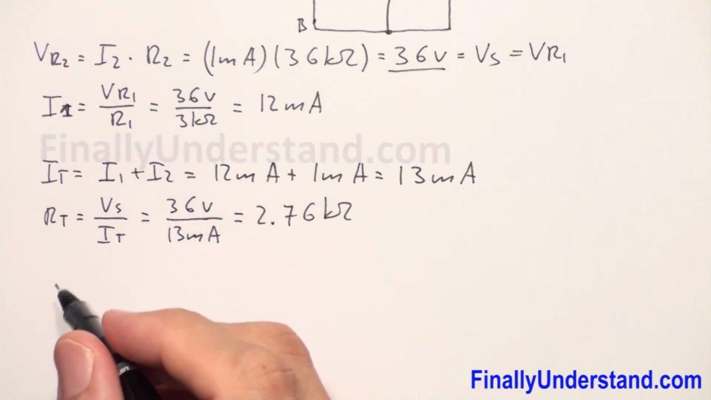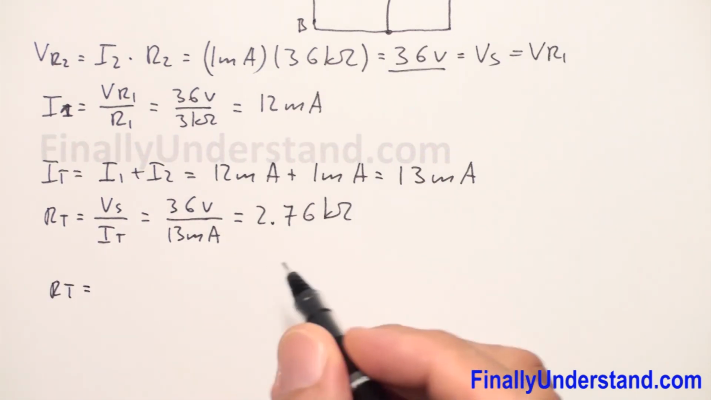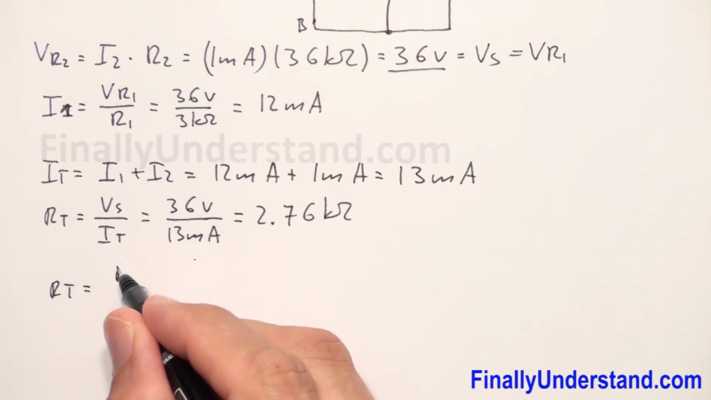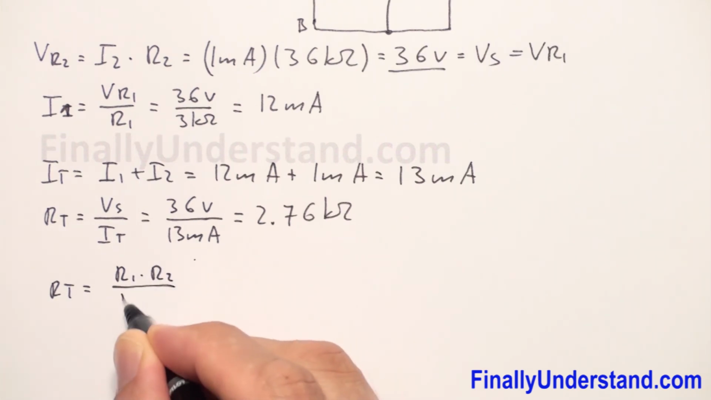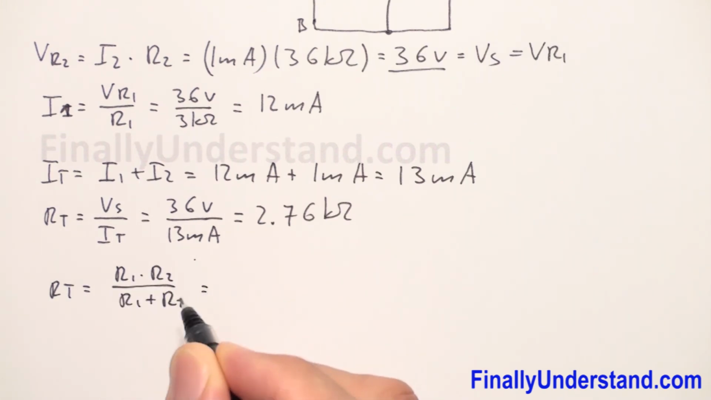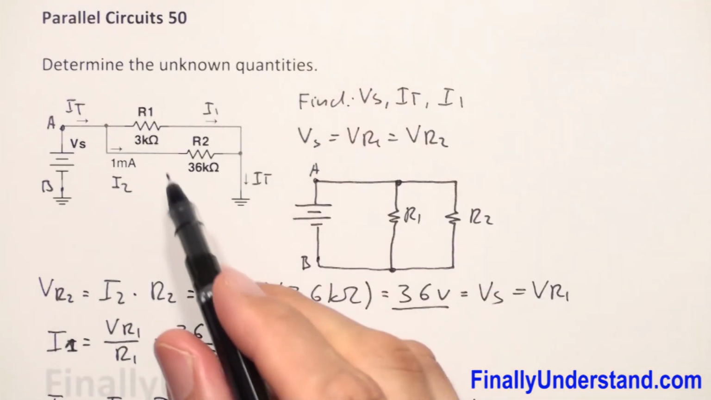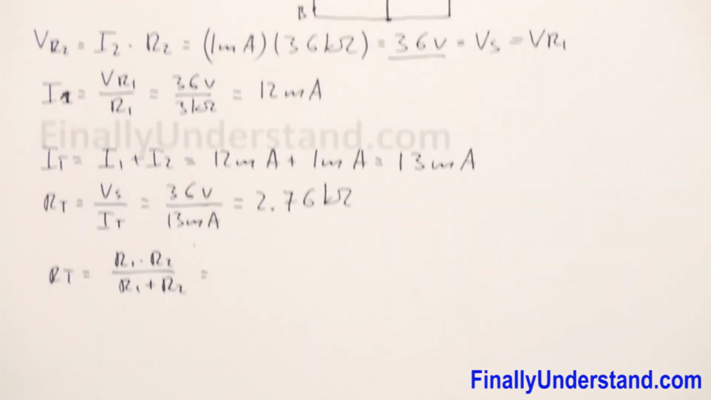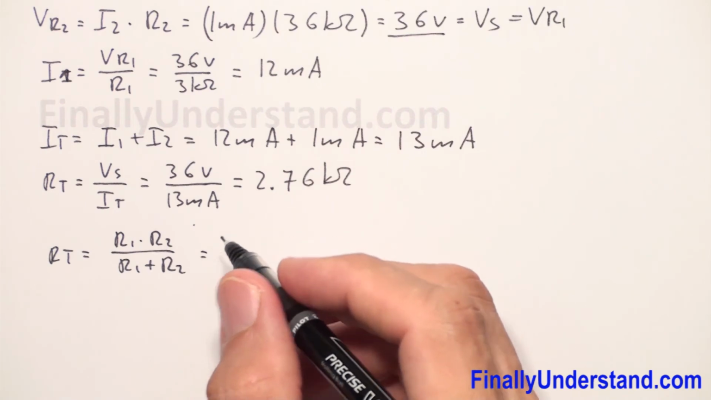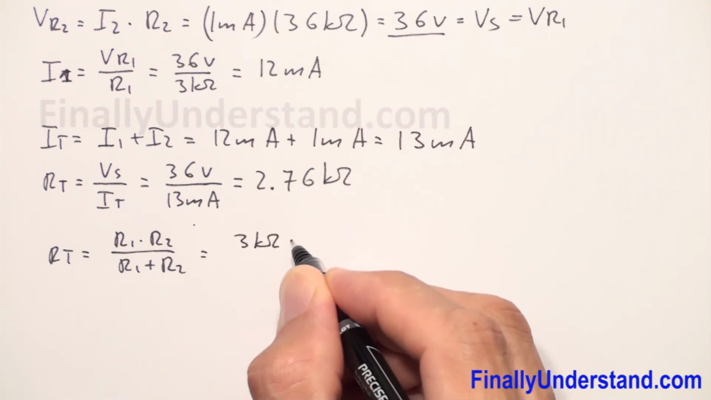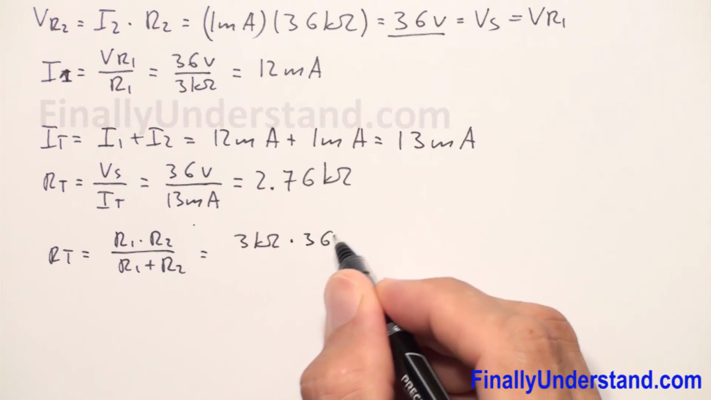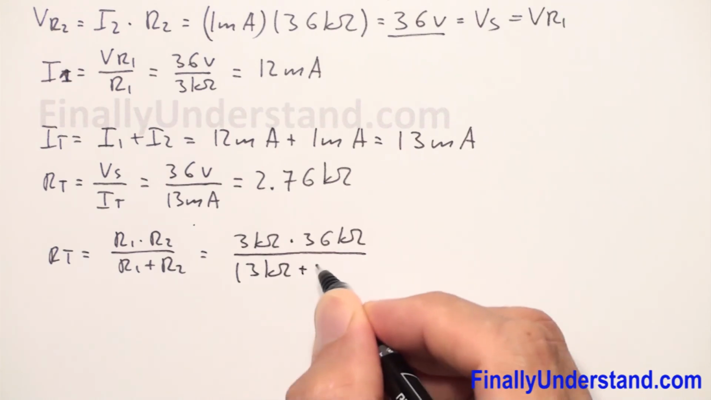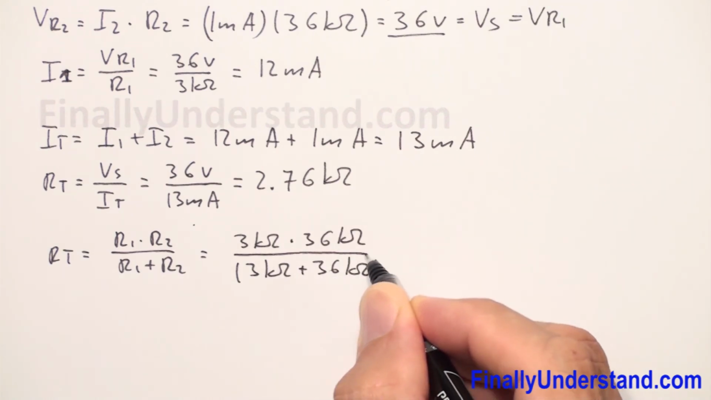Now I'm going to use a little bit different method to find R total. Now I'm going to use just resistors. So we have two resistors, that's why I'm going to use the product over the sum. So I have R1 times R2 over R1 plus R2. R1 is equal 3 kilo ohms and R2 is equal 36 kilo ohms. So we have 3 kilo ohms times 36 kilo ohms divided by open parenthesis 3 kilo ohms plus 36 kilo ohms.